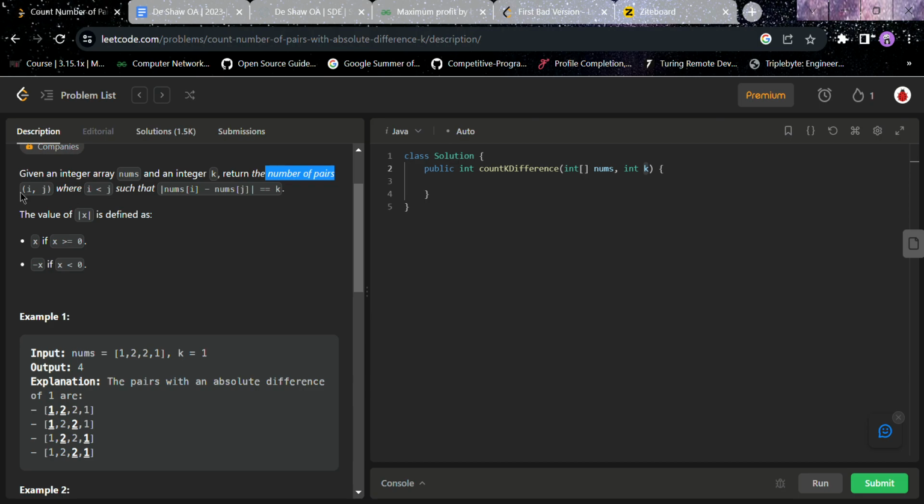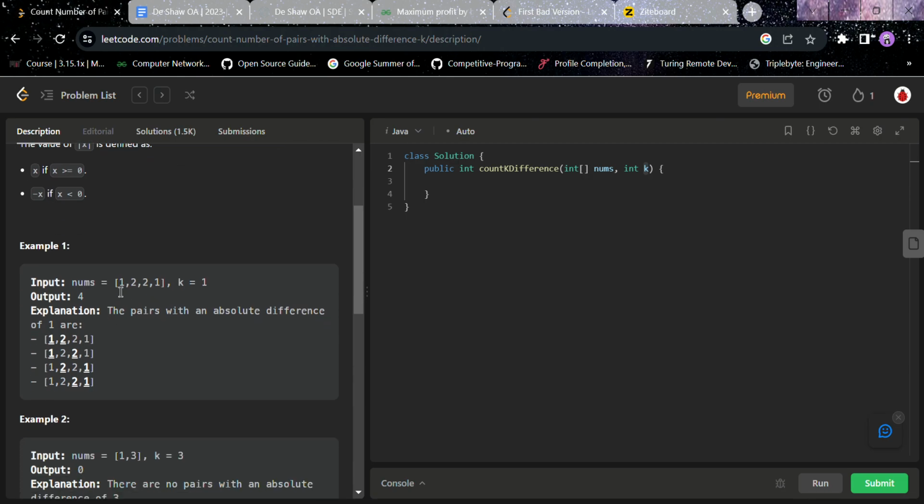Okay, the number of pairs i, j where i is less than j, such that the modulo of nums of i minus nums of j is equal to k. What does that mean? We have a modulo of nums of i minus nums of j. That means we'll always get a positive number.